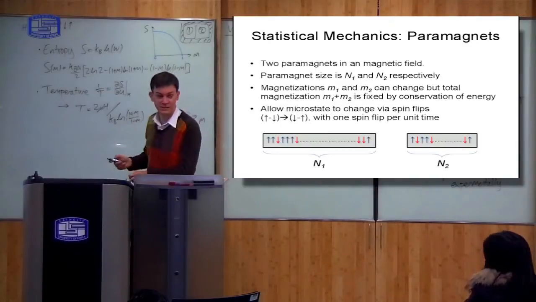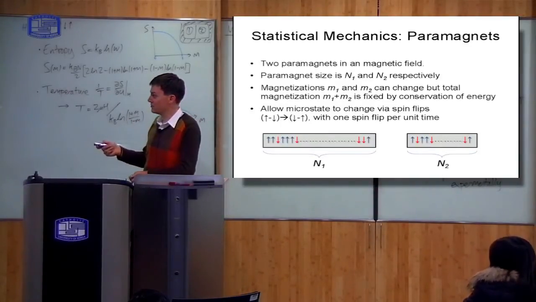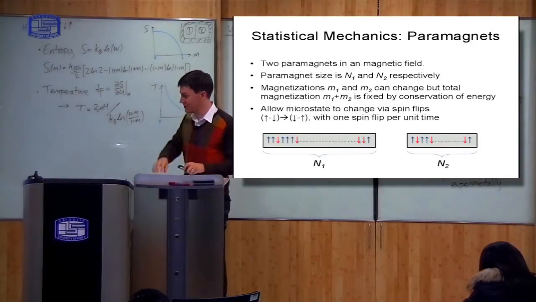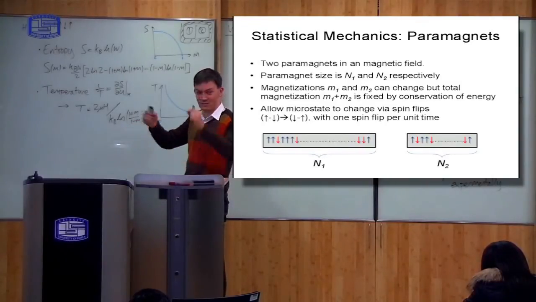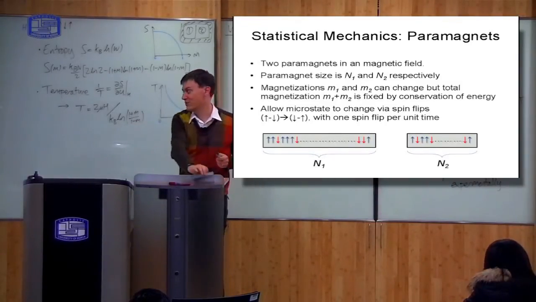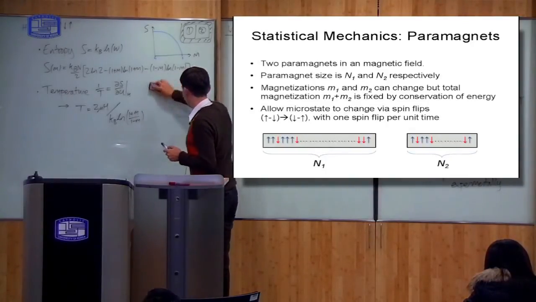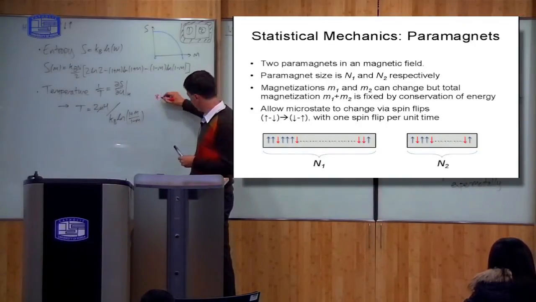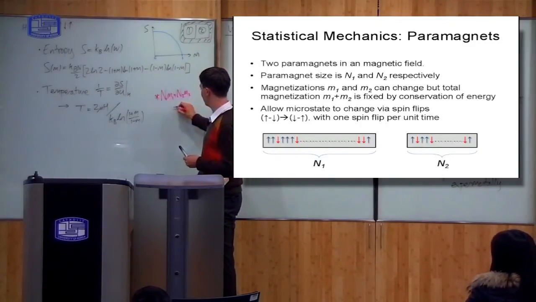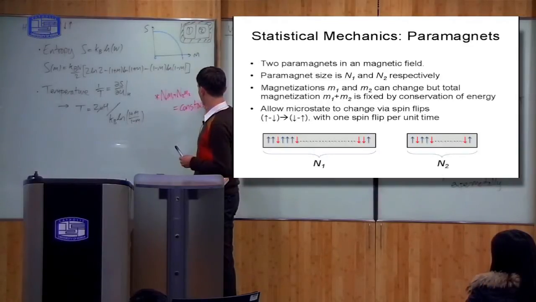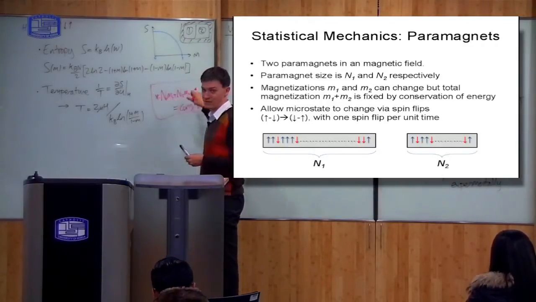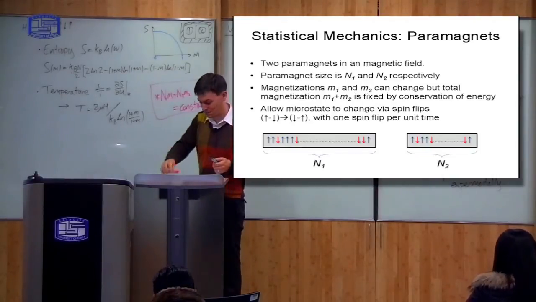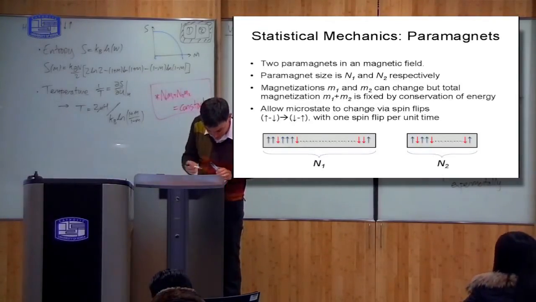Now, because total energy is conserved, that means that the sum of the magnetization is fixed by the conservation of energy. In fact, that's not quite true. The magnetizations can change because these paramagnets can interact. But, there's a mistake on this slide. What is constant is N1 M1 plus N2 M2. This is a constant. So it's not N1 plus M2, it's this. Sorry, that's a mistake on the slide. So let me make a note to change that.